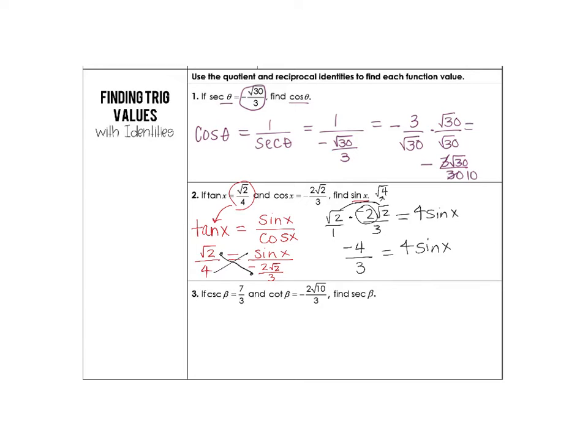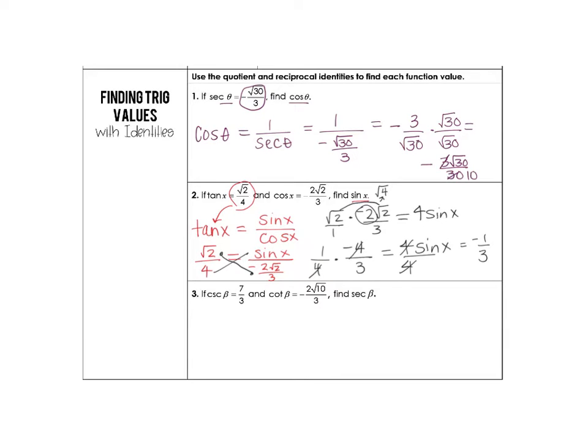And then we would divide both sides by 4 to get sine by itself. And over here, I'm going to divide by 4, which is the same thing as multiplying by 1/4, either way. And so notice that sine of x is going to be negative 1/3.